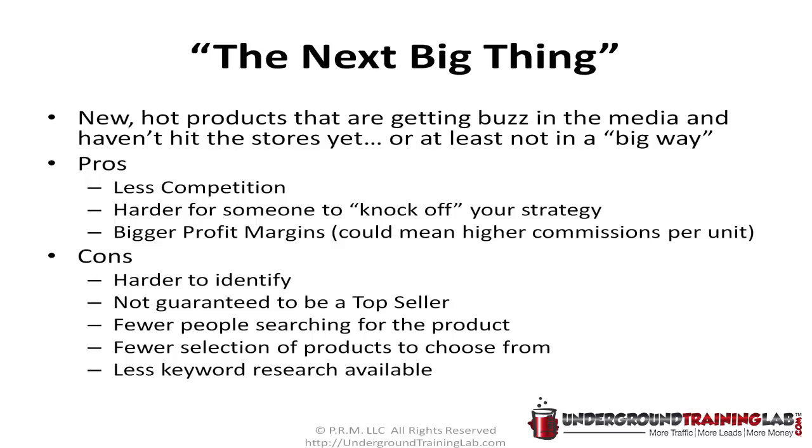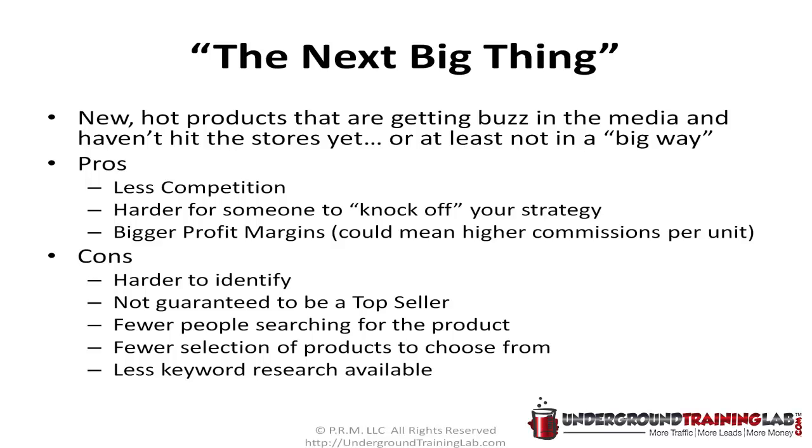Now, the next big thing research is also something that looks for the newest, hottest products that are getting buzz in the media and haven't quite hit the stores yet, or at least not in a big way. We are looking for things that haven't hit the big time yet, but they're being talked about by the influencers in the marketplaces. When I say influencers, I mean places that people go for information about new products. Where do they go? Well, one of the places that they go to is magazines, and they also go to blogs. We'll talk about more of that in a second here.